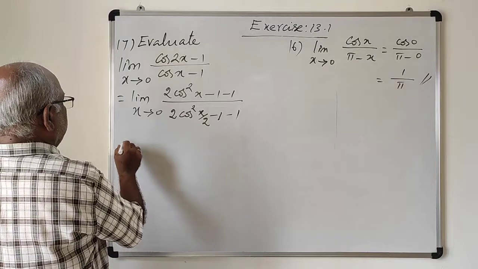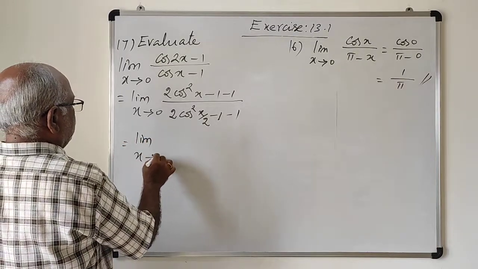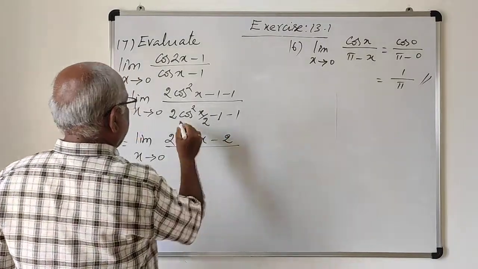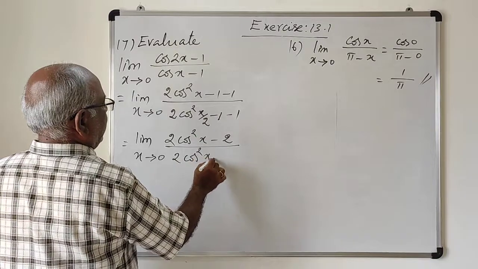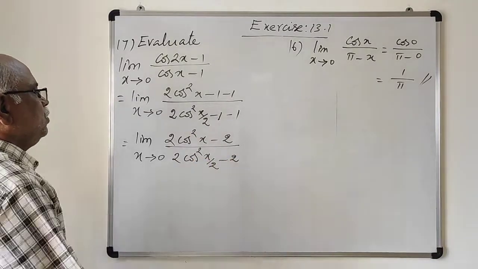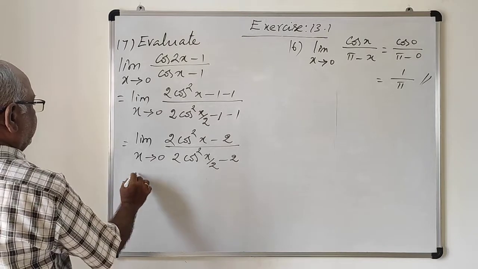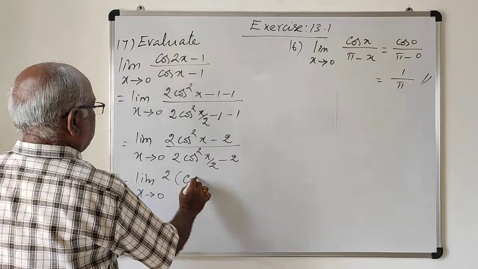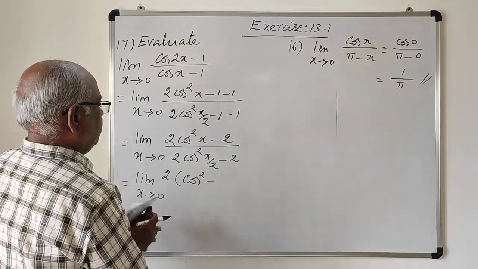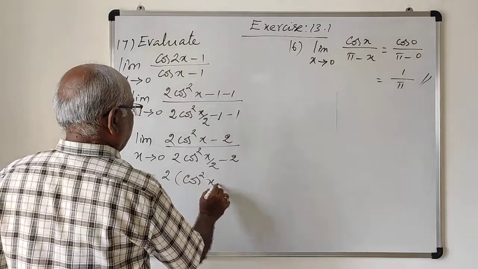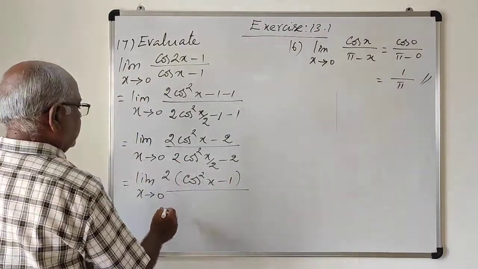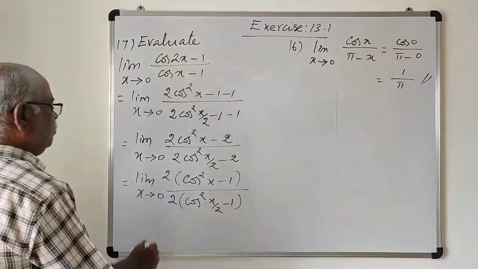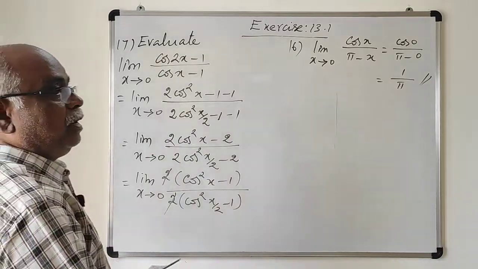That is equal to limit x tends to 0, (2 cos square x minus 2) by (2 cos square x by 2 minus 2). Both in the numerator and denominator, you can take the common term 2 outside. That is 2 into (cos square x minus 1) by 2 into (cos square x by 2 minus 1). Cancelling 2 in numerator and denominator.